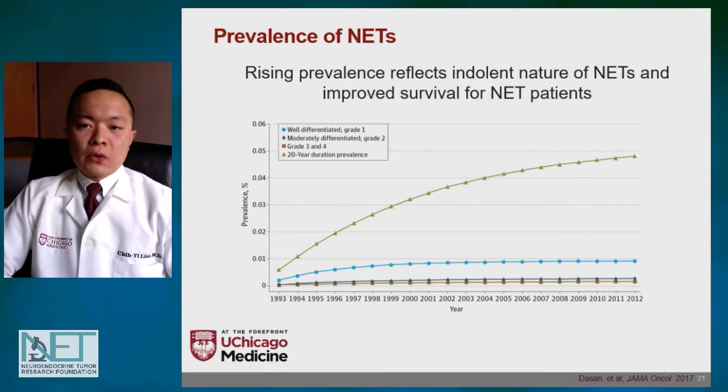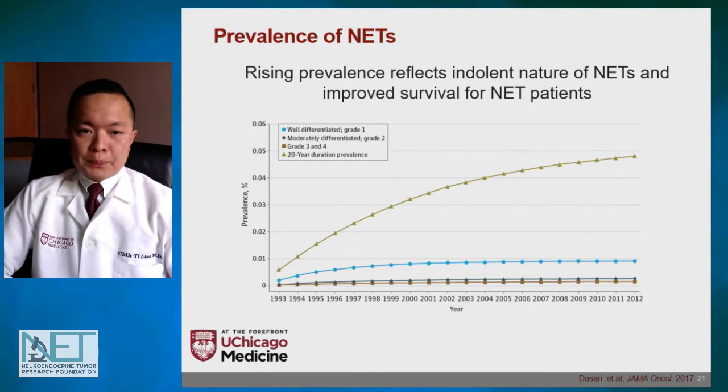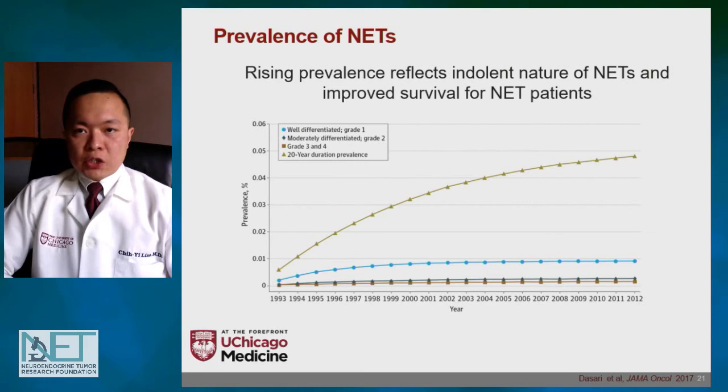Another way we can describe how common neuroendocrine tumors are is something called prevalence, which is, in a given time, what percent of the population has a neuroendocrine tumor. As you can see on this graph, the prevalence of neuroendocrine tumors has also steadily increased over the past few decades. That reflects the indolent nature of neuroendocrine tumors in general, but also the fact that patients with neuroendocrine tumors are generally living longer nowadays.